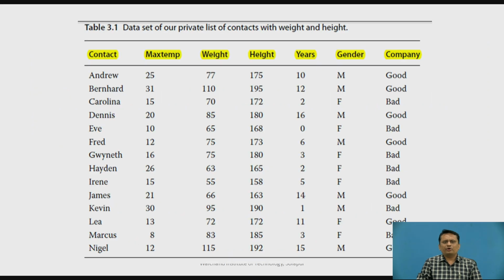So again, this is the data set I am referring to for the multivariate analysis. You could find that there are around 7 different attributes and 14 different instances. This is basically a contact list. We talked about the interpretation of all these values in video 1.